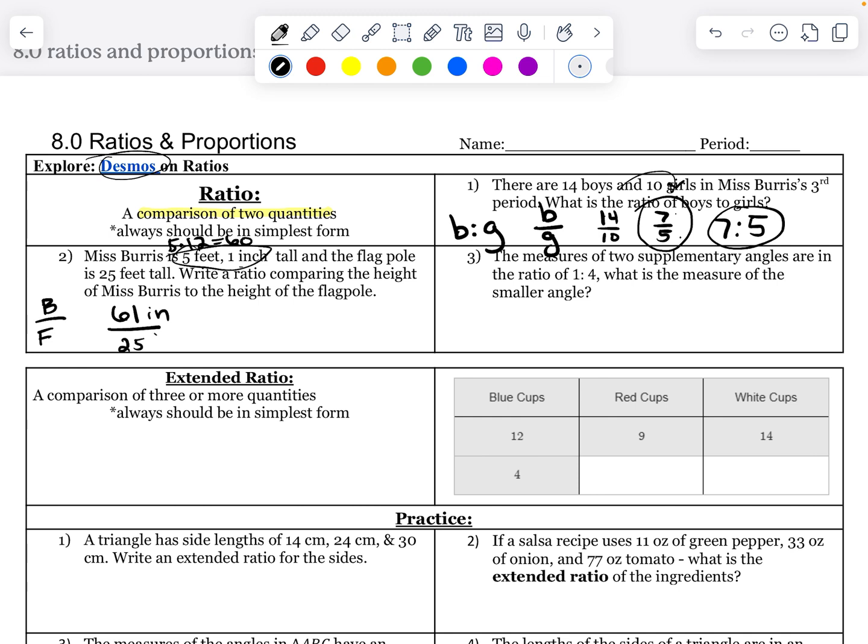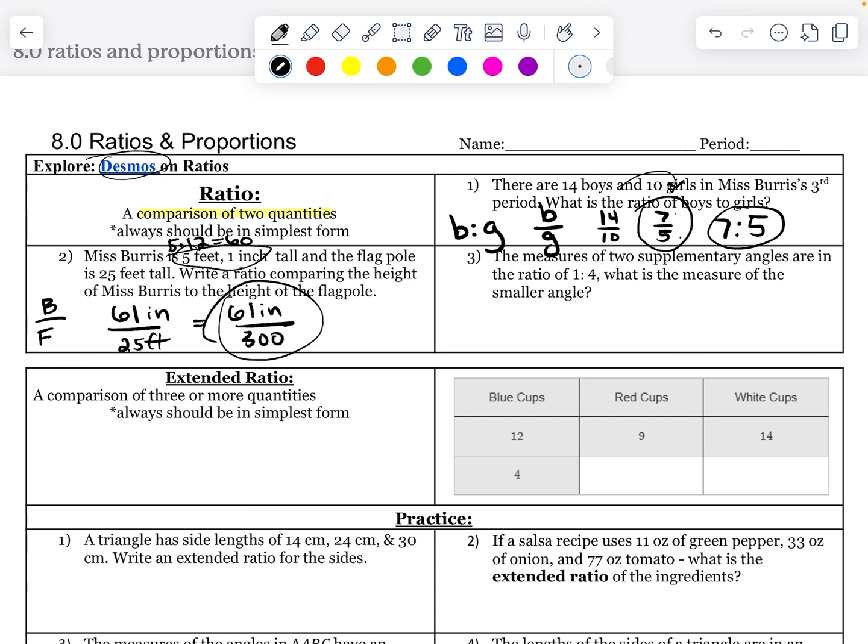over 25 feet tall. Now, this is an acceptable ratio. It could be better. We could change that 25 feet to inches as well. 61 inches over 25 times 12, over 300. So 61 over 300 is your best answer here. Let's make sure that that cannot be simplified. I'm pretty sure it cannot be. 61 over 100. Yeah, nope, that is simplest form.